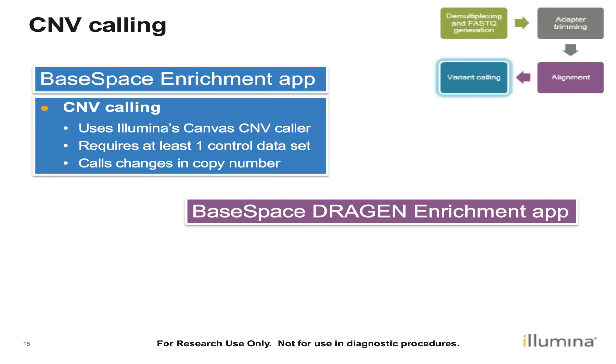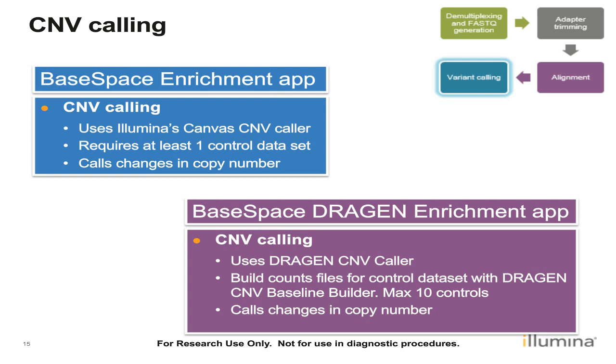Similar to that, in the DRAGEN Enrichment app, the CNV caller is the DRAGEN CNV caller. This does require pre-building your control data set. And what I mean by that is you can feed your quote-unquote normal samples into the DRAGEN CNV baseline builder, which is a separate application. Then the files produced by that can be fed into the DRAGEN Enrichment app, and those will be used to set the baseline. I say here that there's a maximum of 10 controls.